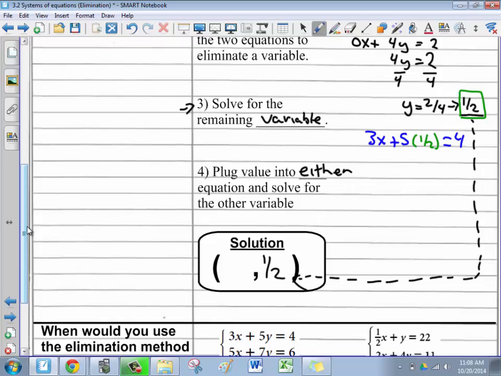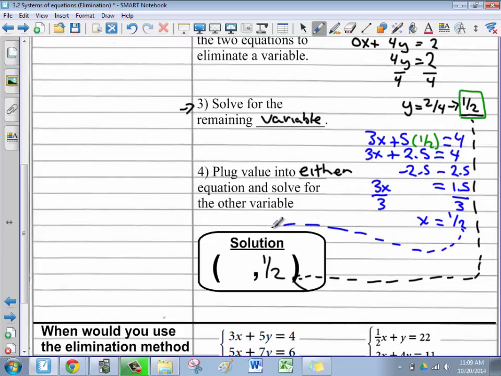Now we're just going to solve for the x. So I got 3x plus 2.5 is equal to 4. Let's subtract 2.5 from both sides. And so I got 3x is equal to 4 minus 2.5. That's 1.5, right? Then we divide both sides by 3. And so I have x is equal to 1.5 over 3. How many times does 1.5 go into 3? It goes in 2 times. So this is the same as 1/2. So the solution to this system of equations is 1/2, 1/2.